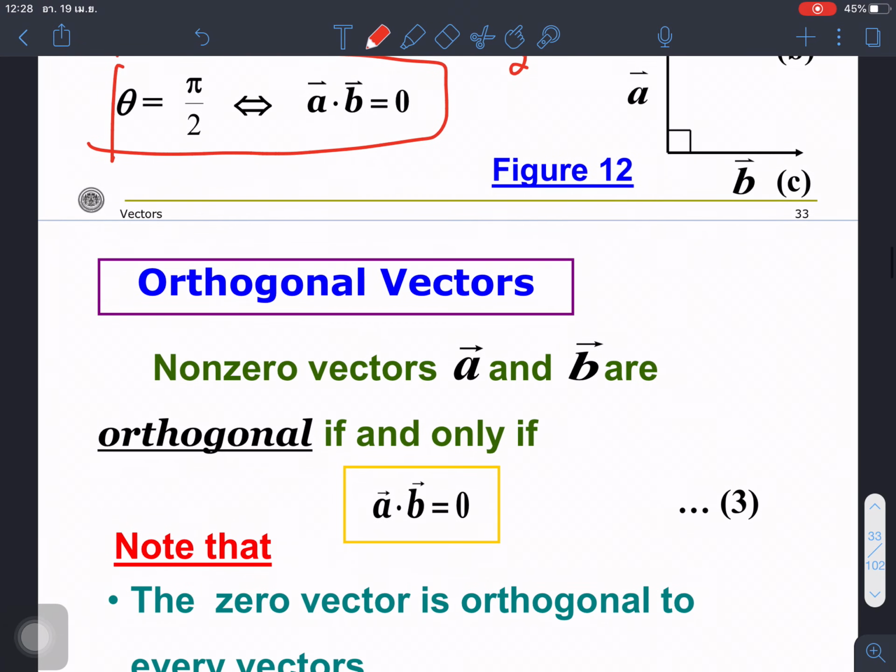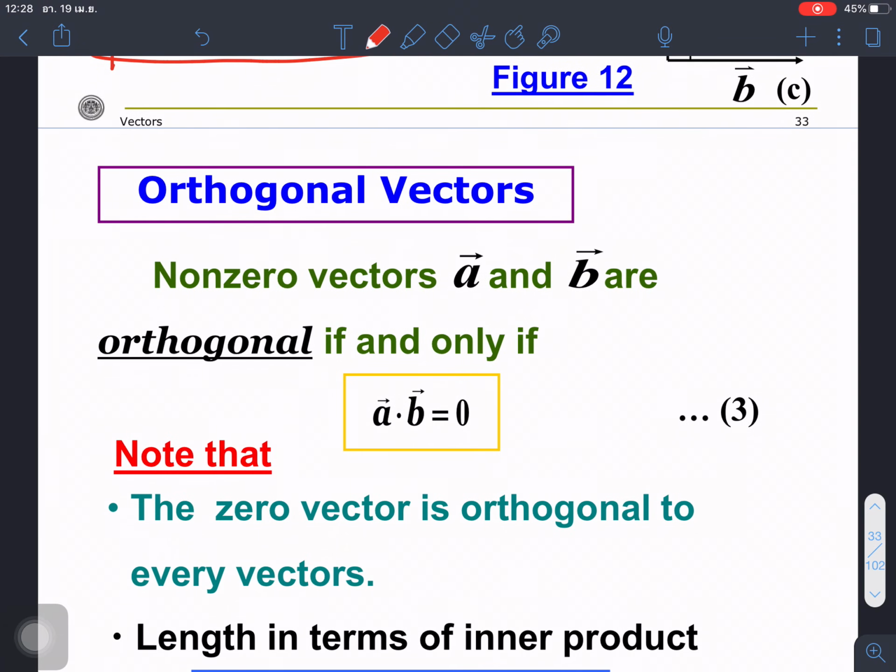And then we get to this definition, orthogonal vectors. Nonzero vector A and nonzero vector B are orthogonal to each other if and only if A and B are perpendicular. This is another definition. If you want to write it as a geometric definition: A is perpendicular to B, and B is perpendicular to A. If you want the algebraic definition, you use the dot product: A dot B is 0.